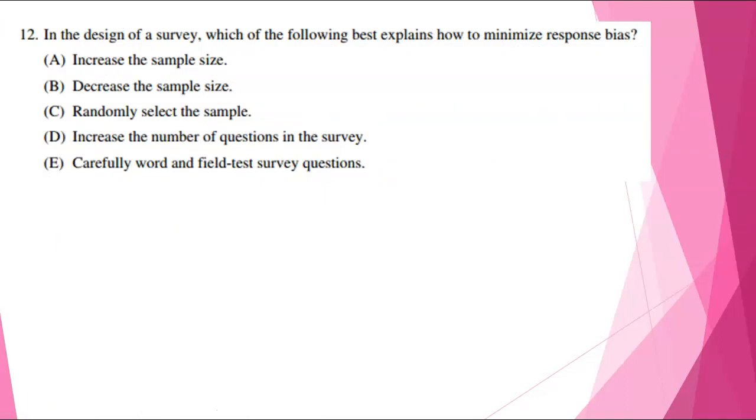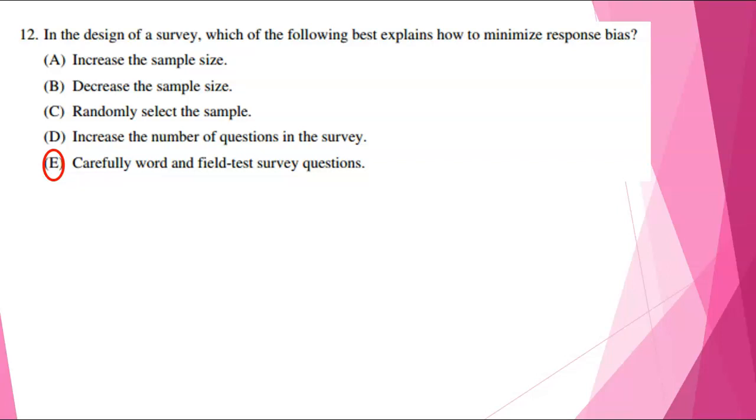In the design of a survey, which of the following best explains how to minimize response bias? And so for this one, if we want to minimize response bias, right, what we're going to do is carefully word and field test survey questions. All right, increase sample size. That's good if we want to reduce the standard deviation, right? A larger sample size is always good. All right, decrease sample size is not usually the way we want to go.